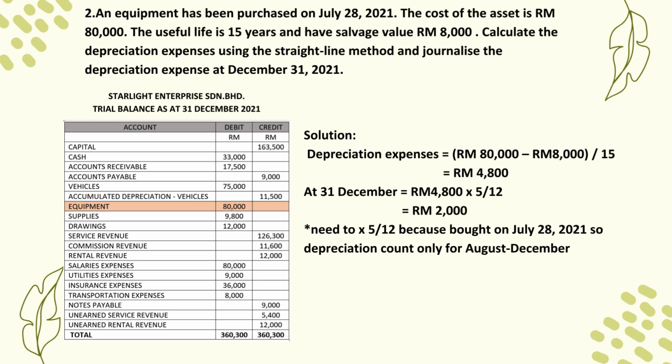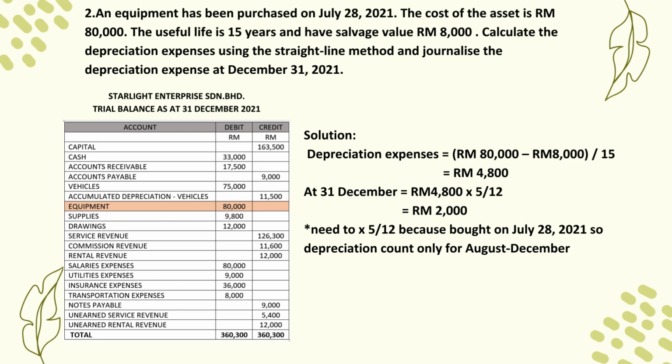So the first step, we just use the same formula, which is cost minus salvage value divided by useful life. So we take the amount of cost, which is 80,000 ringgit, minus the salvage value 8,000 ringgit, and we divide by the useful life 15 years, and we got 4,800 ringgit. So the 4,800 ringgit is the amount of depreciation here.